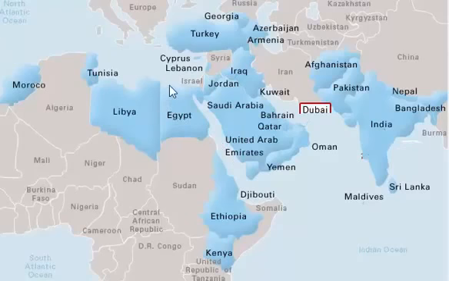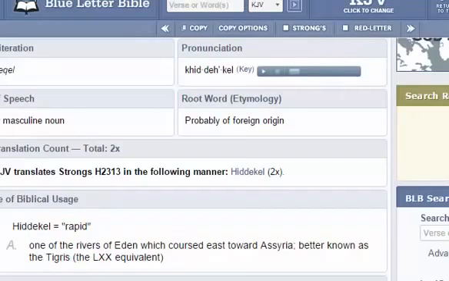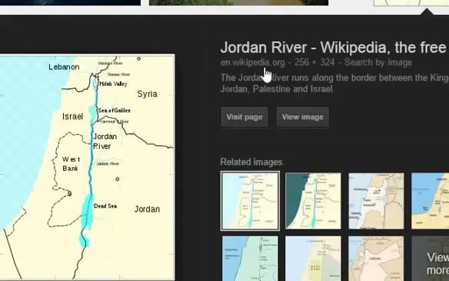You had the Pison, which is the Red Sea. You had the Gihon, which is the Nile River. You have the Hiddekel, which is the Tigris River. And then you had the Euphrates, which is still called Euphrates. And then you had, as we read in the scriptures, the Jordan River compassed that whole land of Israel right here.